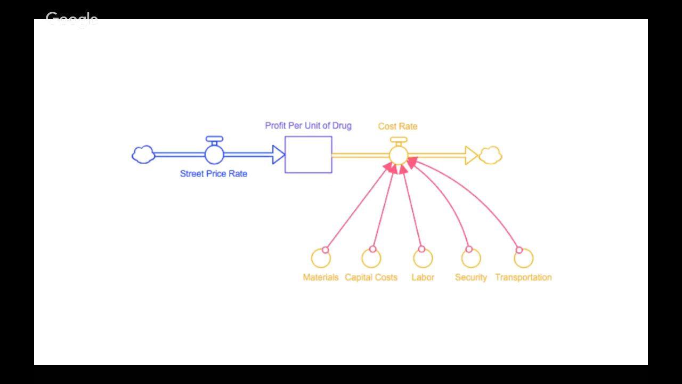Profit, in this case, is the sales price input minus the costs. So some of the costs which affect the cost rate are separated out in these different converter circles and should be relatively self-explanatory as to typical costs of production or sale and general economic activity. So materials, capital costs, labor, security, transportation, etc.